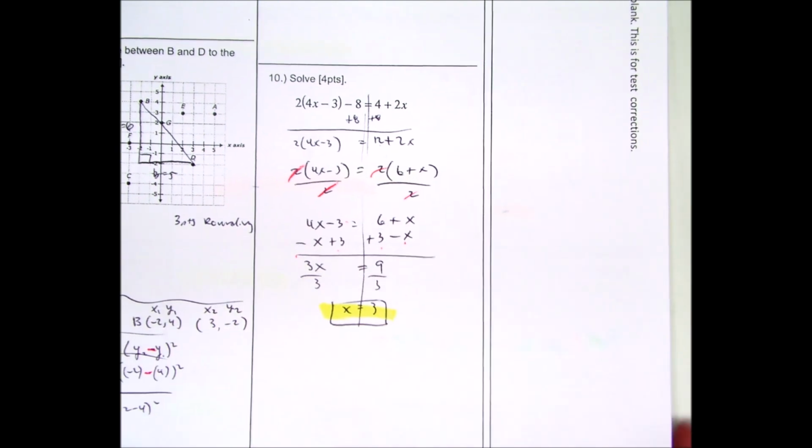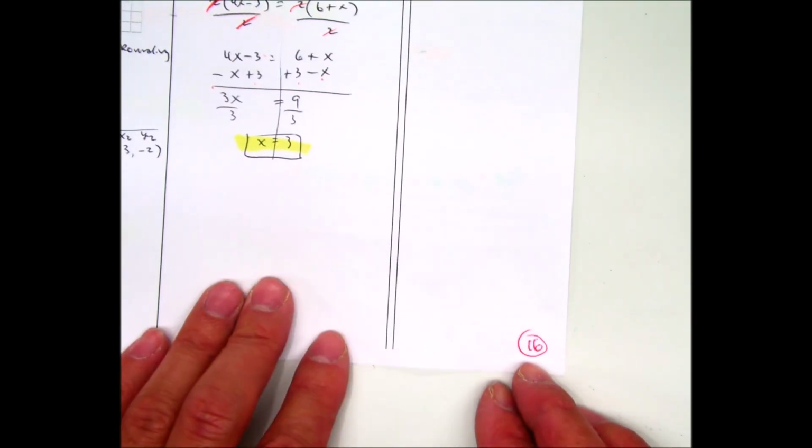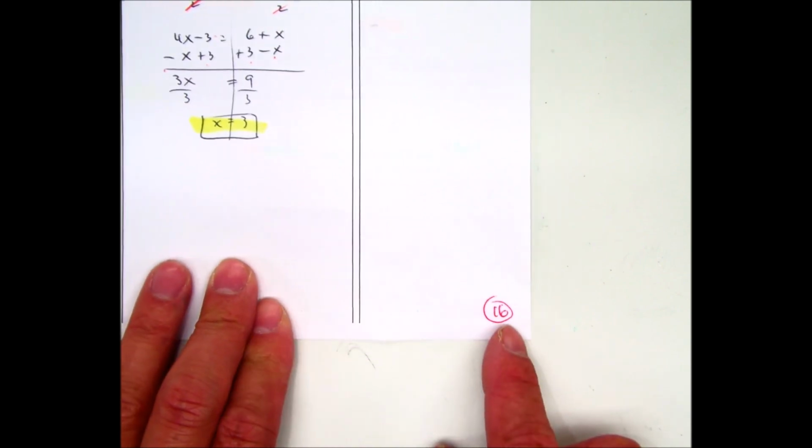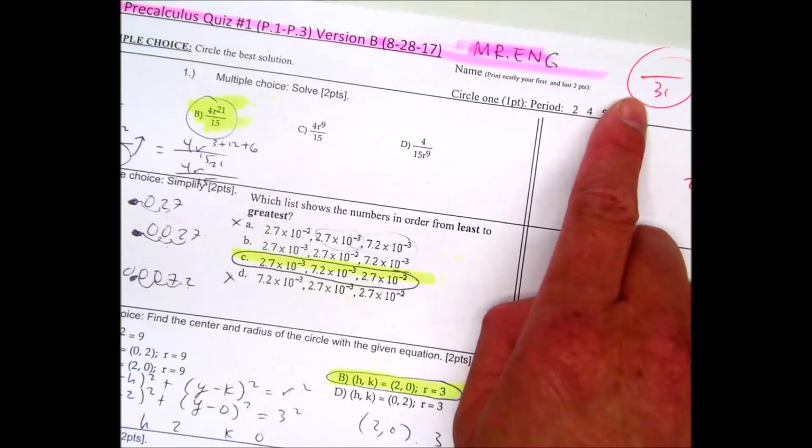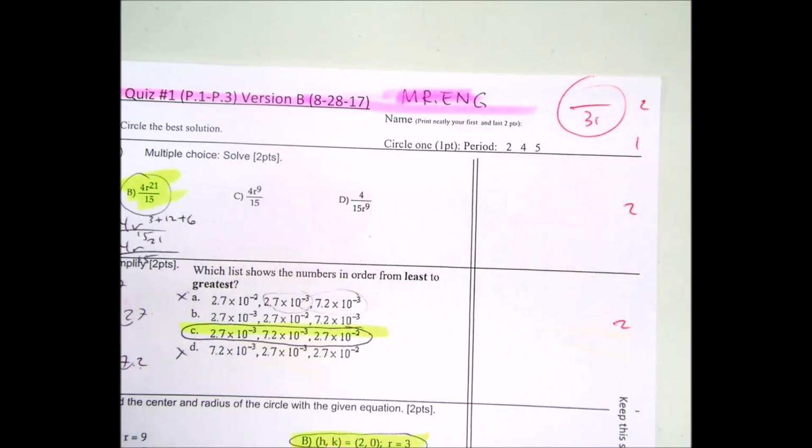Each question is worth 4 points. 4 times 4 free response questions is 16. 16 plus what you got on the previous page, which was out of 15, and then that was out of 31. Hope these corrections were helpful for you.